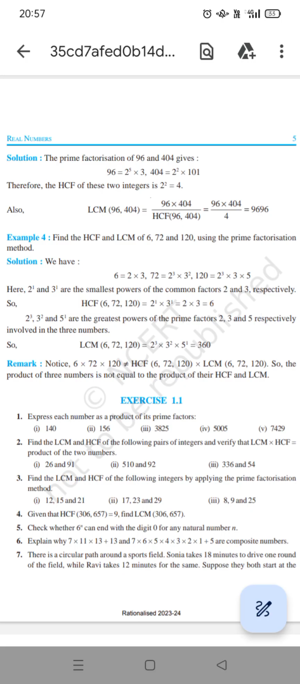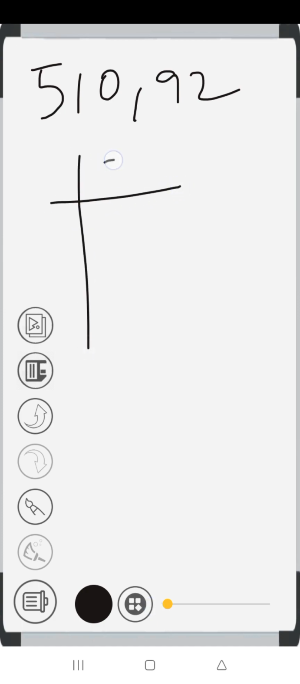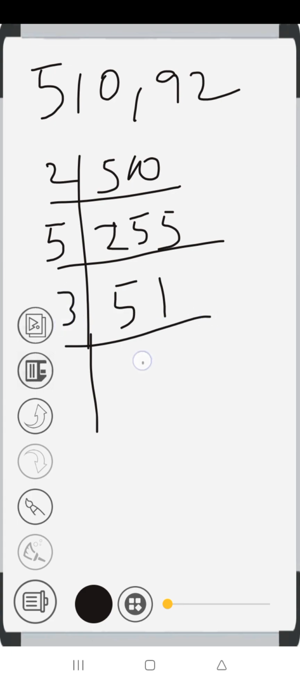In the next, they have given us to find the HCF and LCM of 510 and 92. So in case of 510, dividing 510 by 2 we get 255. Again, 5 fives are 25 and 5 ones are 5, and we know that 3 times 17 is 51 and 17 itself is a prime number, so 17 divided by 17 we get 1. So this is the working for 510.